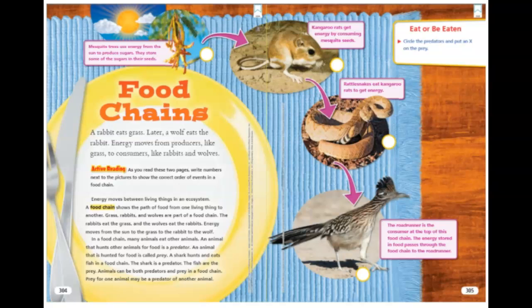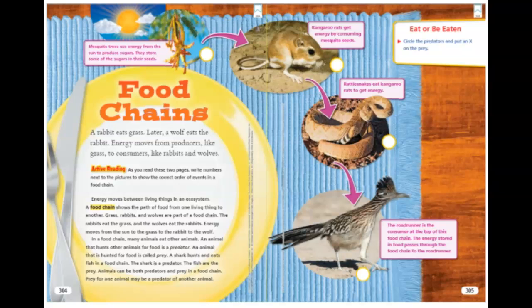A food chain shows the path of food from one living thing to another. Grass, rabbits, and wolves are all part of a food chain. The rabbits eat the grass, the wolves eat the rabbits. Energy moves from the sun to the grass to the rabbit to the wolf.